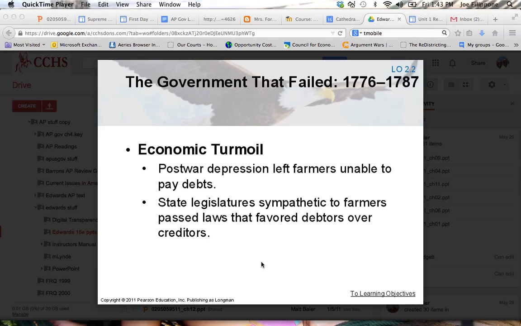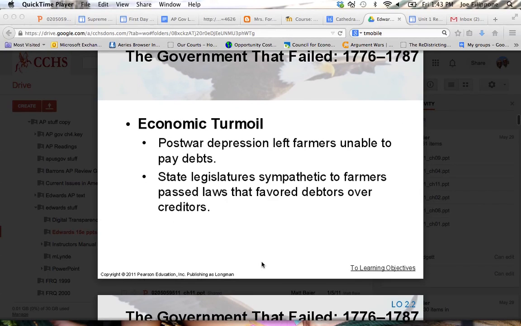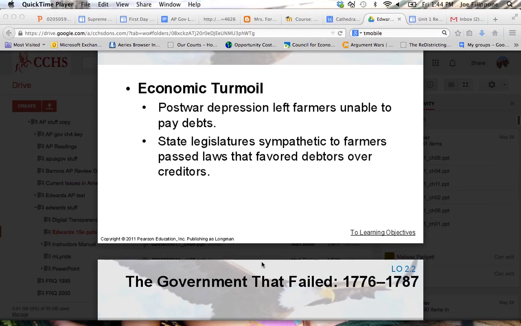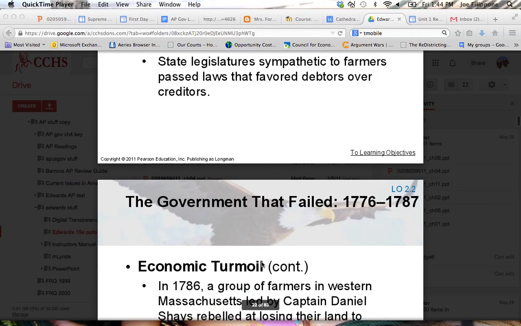A lot of economic turmoil too. There's a post-war depression, which left a lot of people unable to pay their debts. A lot of farmers who were doing well during the war because they had to feed soldiers bought more land and more tools to work the land. Well, they were in debt, and they were losing their land and their farms. And a lot of state legislators were sympathetic to the farmers. They passed laws that favored the debtors, which are the farmers, over the creditors. But there was some major turmoil.